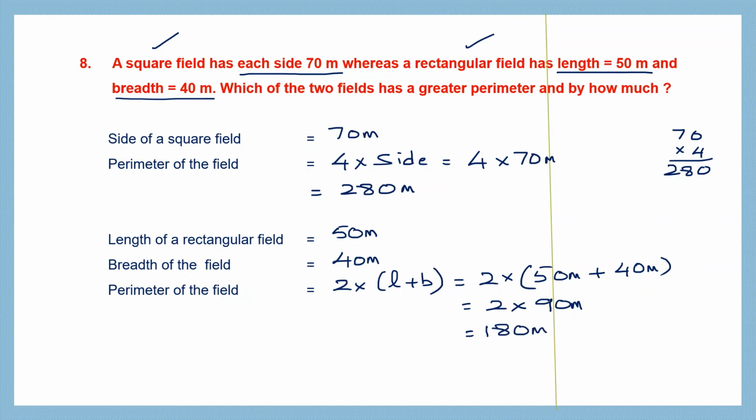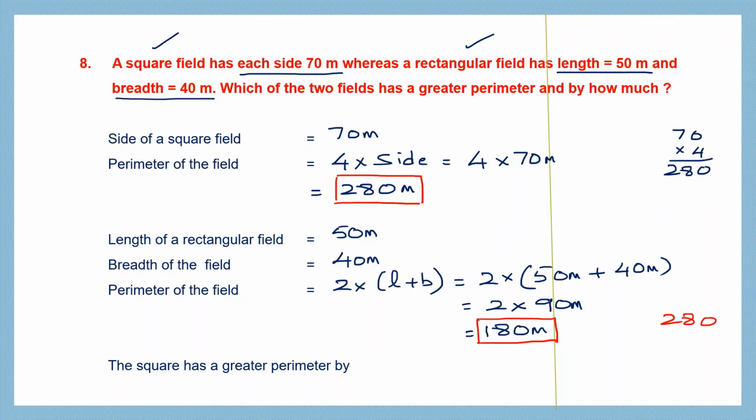The perimeter of the rectangular field is 180 meters and perimeter of the square field is 280 meters. So from this, we can see that the square field has a greater perimeter. Okay, so the square has a greater perimeter. Now by how much? They're asking us by how much? We have to subtract this. 280 minus 180. So that is 0, 0, 2 minus 1 is 1. So the square has a greater perimeter by 100 meters. So it's 100 meters more than the rectangular field.